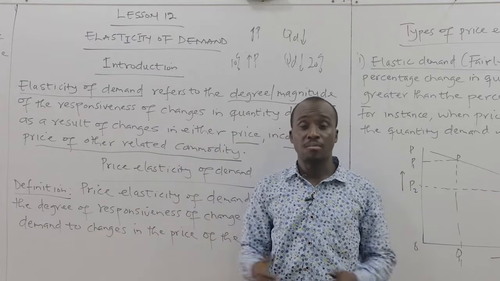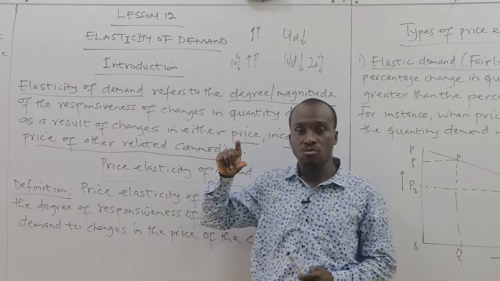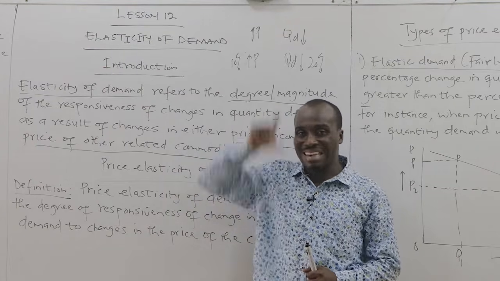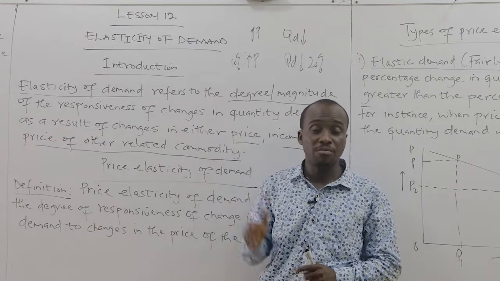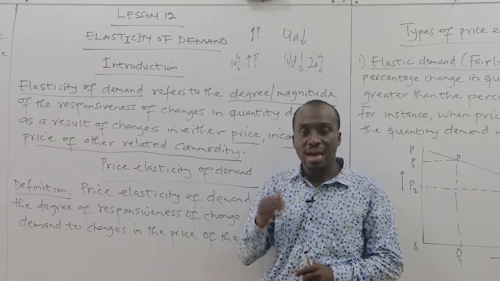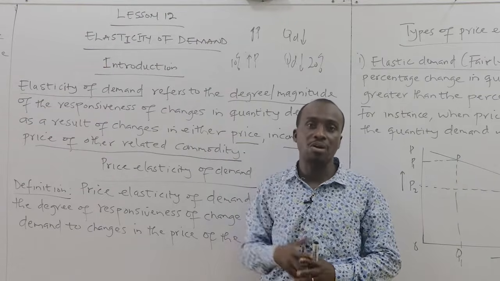And that's what elasticity is about. It's the degree or the magnitude. It's telling you the extent. By what magnitude will you change your demand? Will you change it by 50%, 80%, 100%, 20%, so that we can now tell you the true story of what is going on?